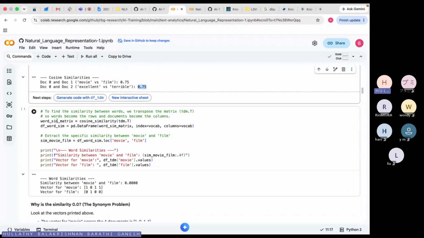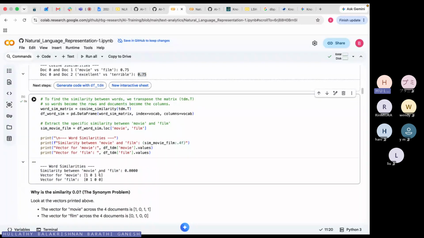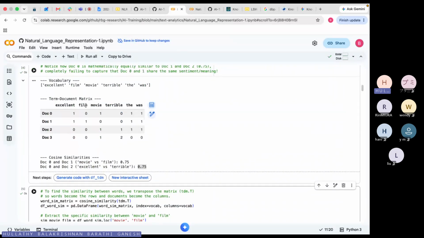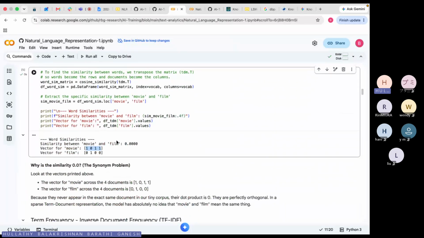Now we'll also see the similarity between specific words, that is, the similarity between the movie and the film. Here, if you see, the similarity is completely 0, which means the embeddings that we created for the movie and the film are not reflecting the context. It's just reflecting the frequency alone. So if you take the embedding, there is this row for film and this column for movie. When we find the similarity, it becomes 0.